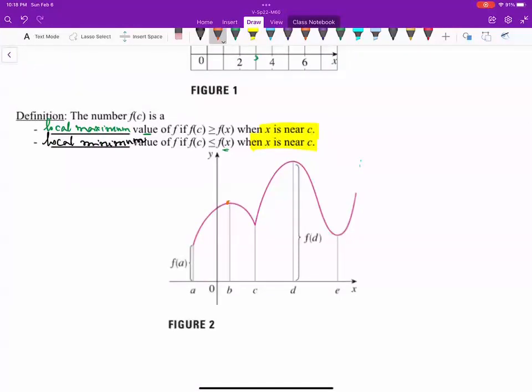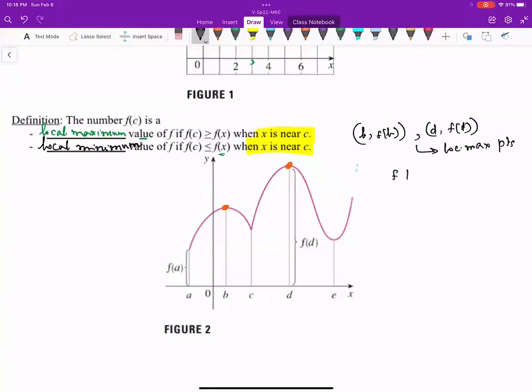If you look at the peaks, there is a peak here, there is a peak here. Those are called local maximums. Some of them could be the absolute maximum. Let's go one by one now. If you notice here, B, f of B, and D, f of D, you see two peaks. They are local maximum points. And you can say f at B and f at D are local maximum values.